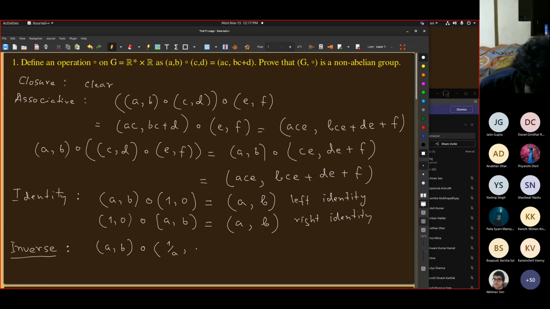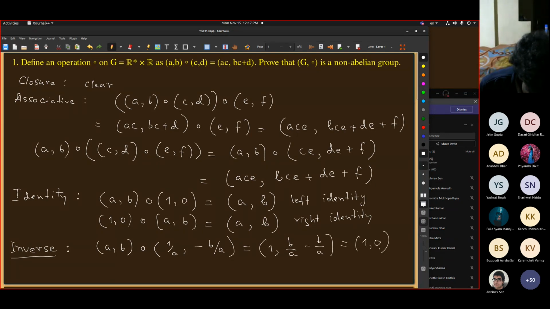And then minus B by A. Now note that in order that this 1 by A or B by A, these things are defined, we need A to be non-zero. Otherwise we cannot write 1 by A. So this times this is 1, it will be B by A minus B by A. So this is 1, 0.